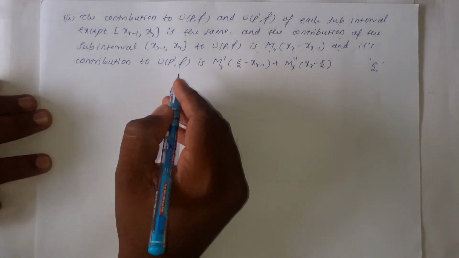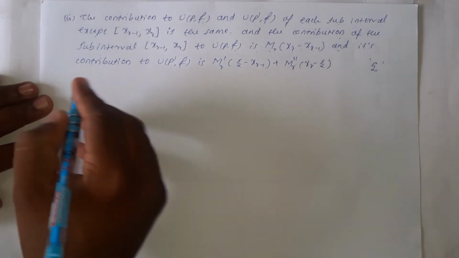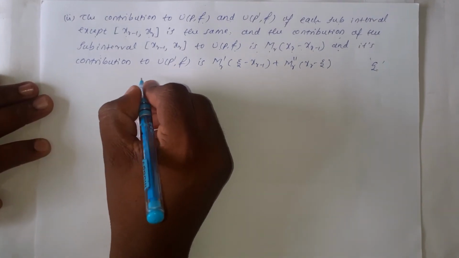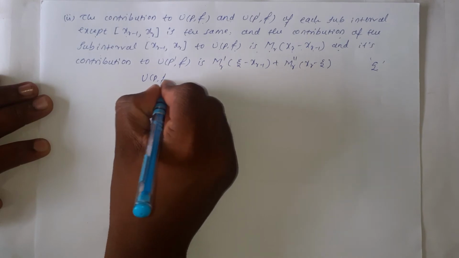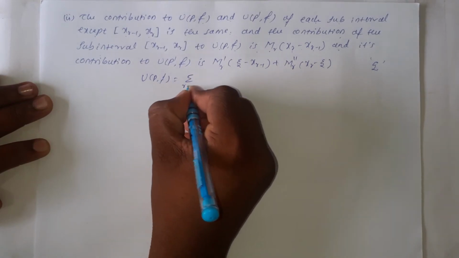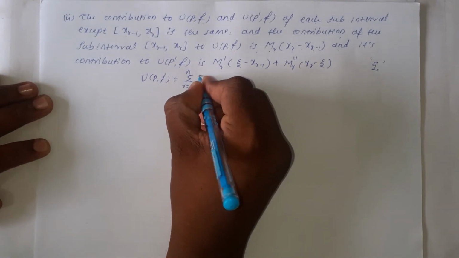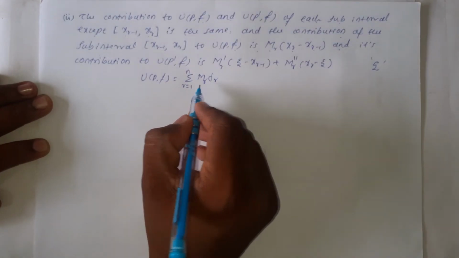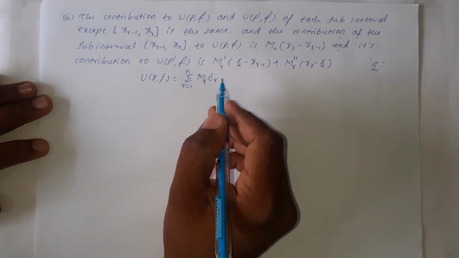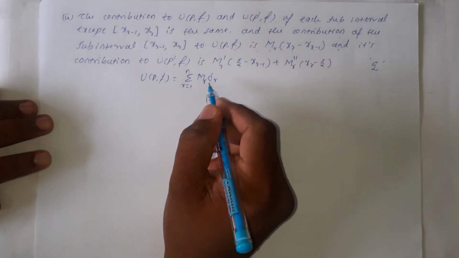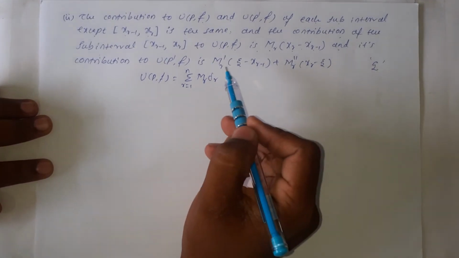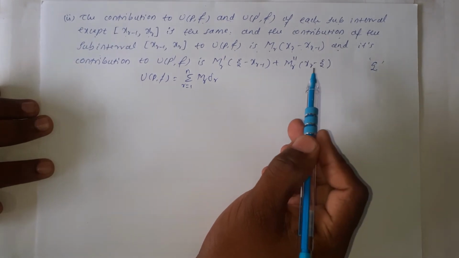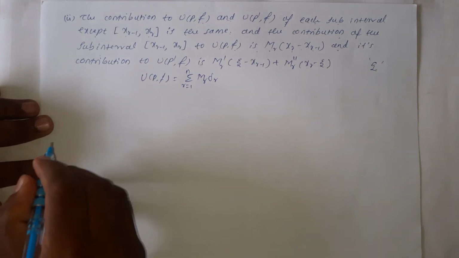Now, the formula to find U(P, f) is equal to what? Summation over r equals 1 to n of M_r into delta x_r. This capital M_r is the supremum of the function f in this given interval, that is from a to b, or I_r, that is from x_{r-1} to x_r.